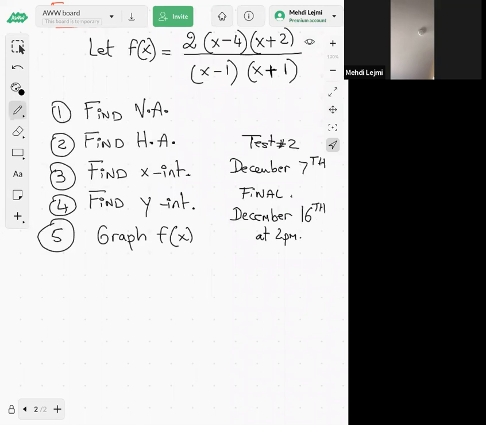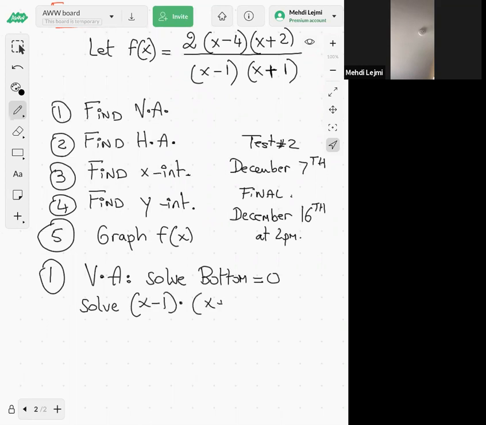For the vertical asymptote, we said we have to solve the denominator equal to 0. So we solve x minus 1 times x plus 1 equal to 0. Then x is equal to positive 1 or x equal to negative 1, right? So the vertical asymptotes are x equals positive or negative 1.